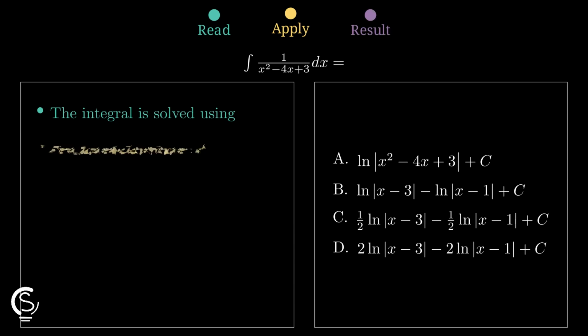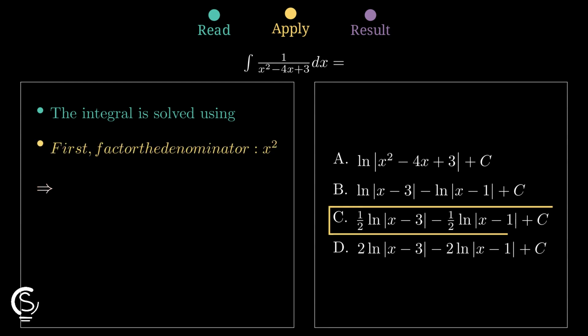Finally, we integrate each part to get natural logs. This leads directly to the correct result. Option C is our final winner.